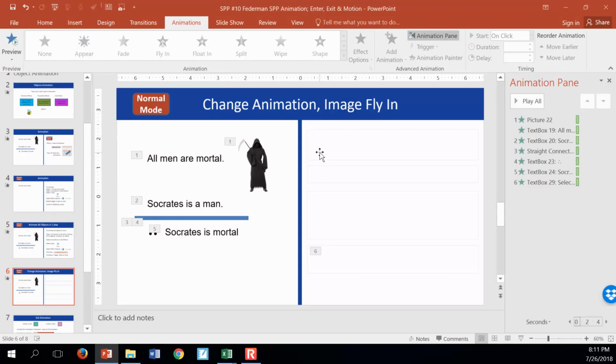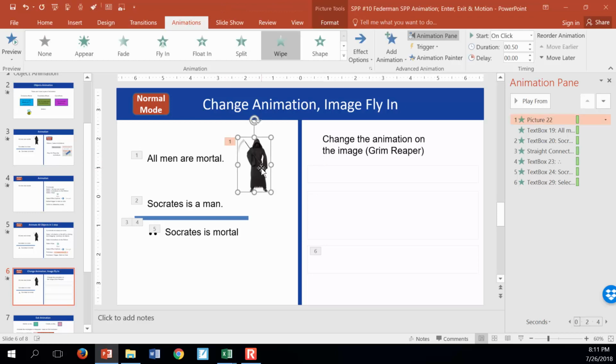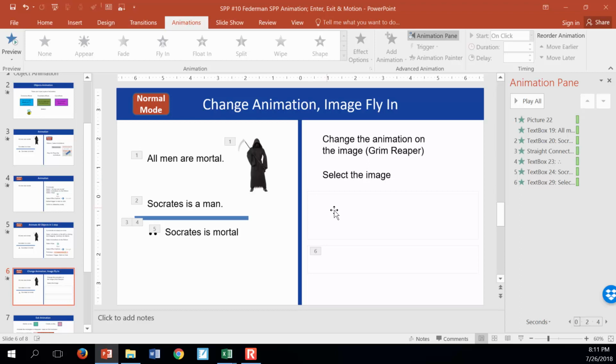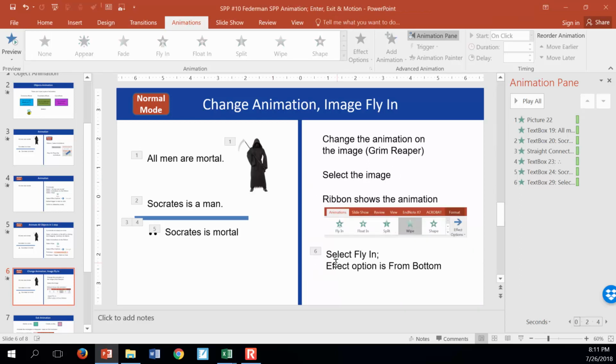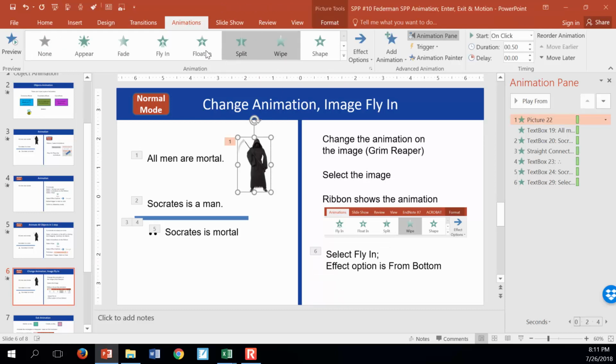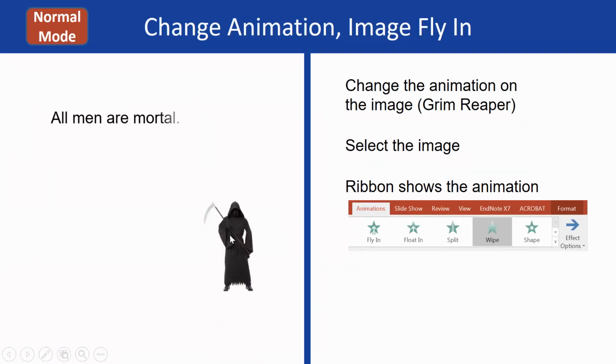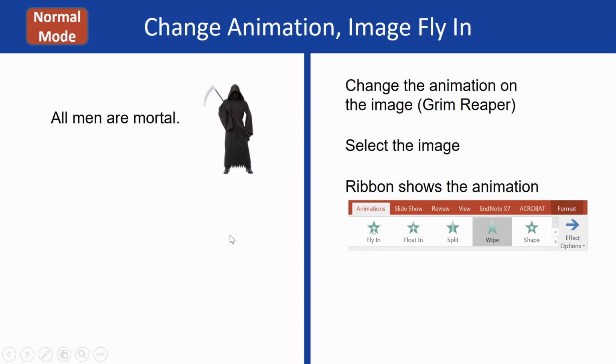Now we want to change an animation to fly in. I want to take the Grim Reaper, who is set to wipe from the left. Again, once I've selected the Grim Reaper, we see it's wiped from the left. I'm going to select the image, and then instead of wiping, I'm going to select fly in. Currently it wipes, now I'm going to say fly in. And now let's see. All men are mortal, and the Grim Reaper flies in.